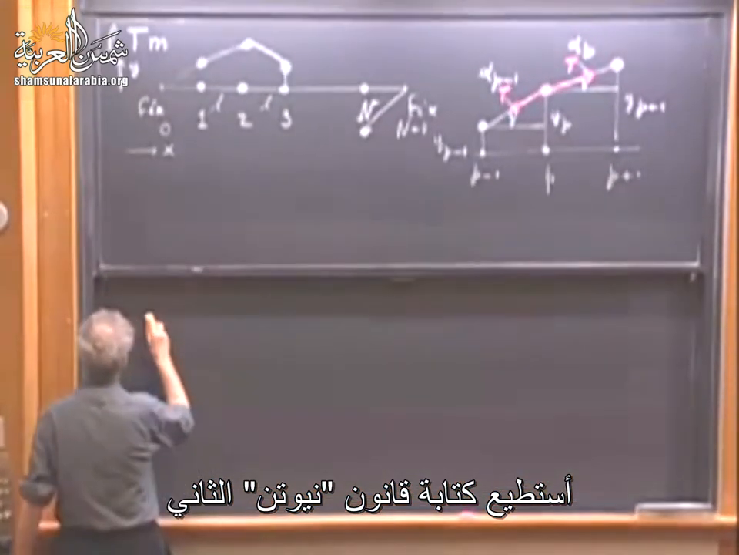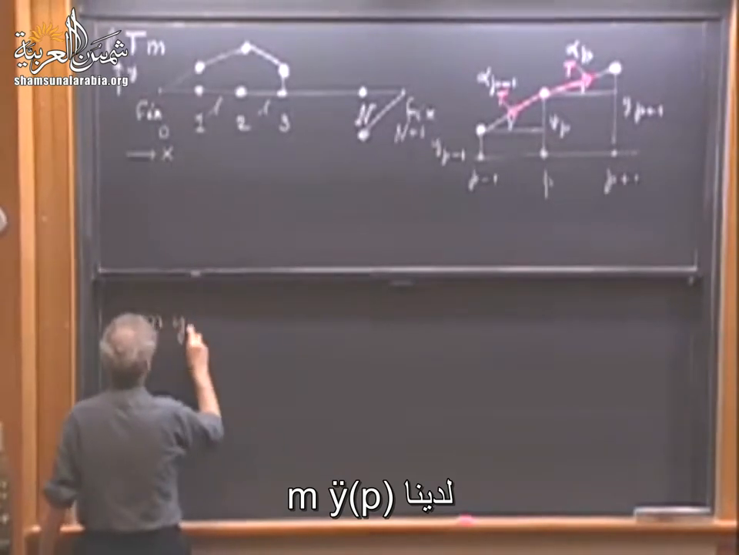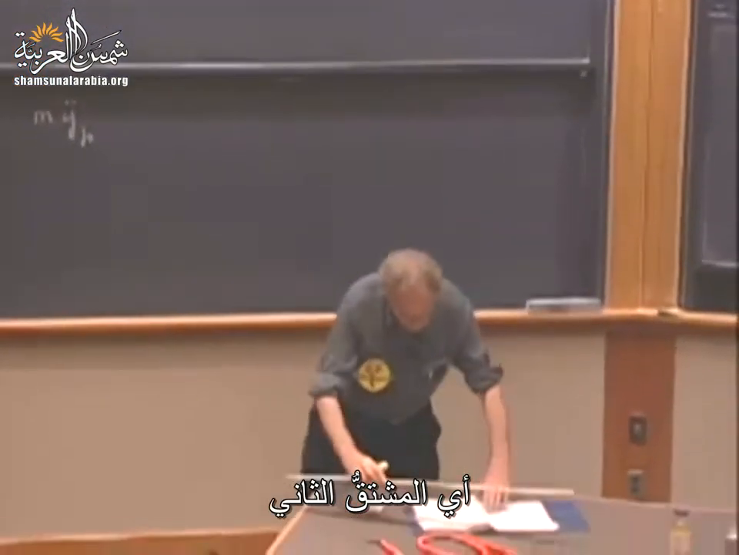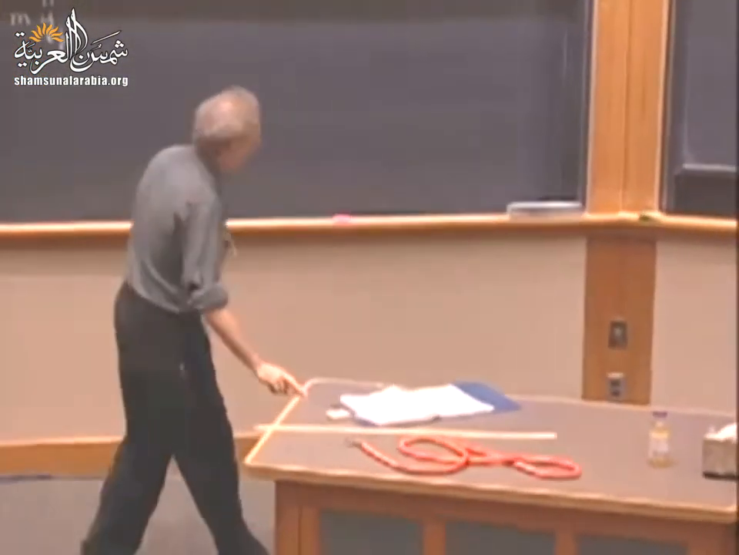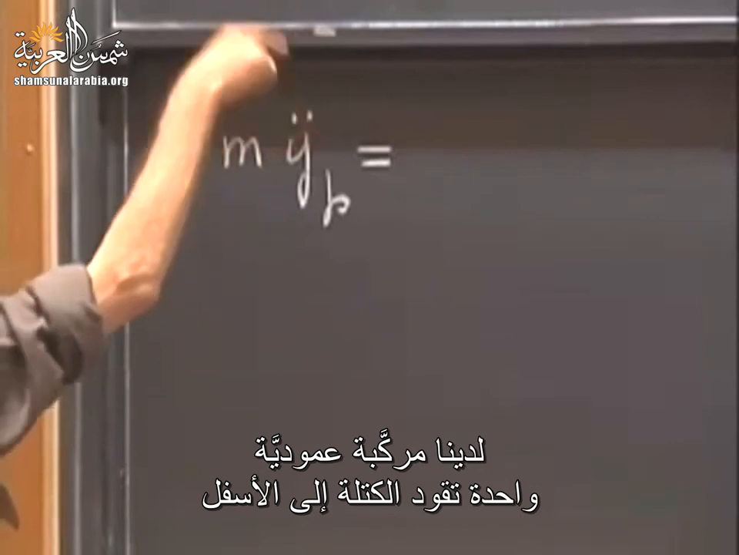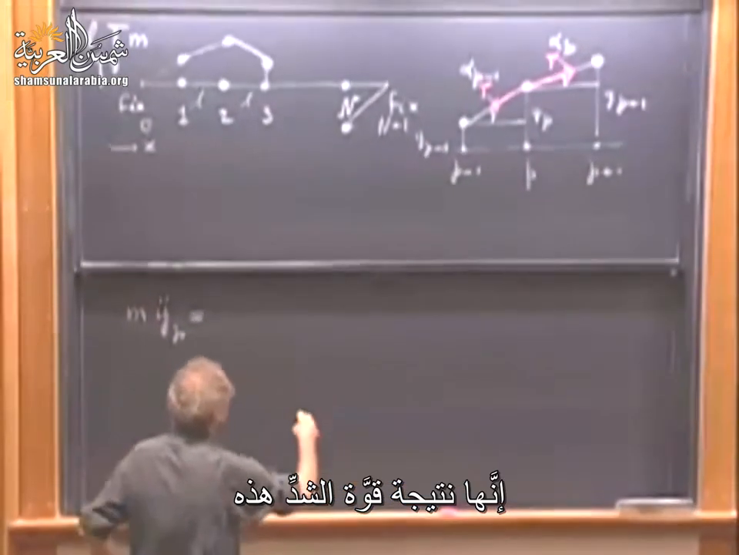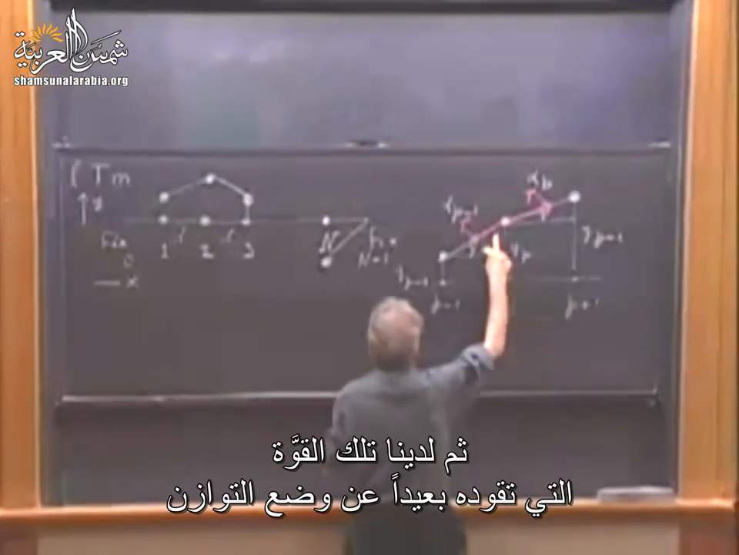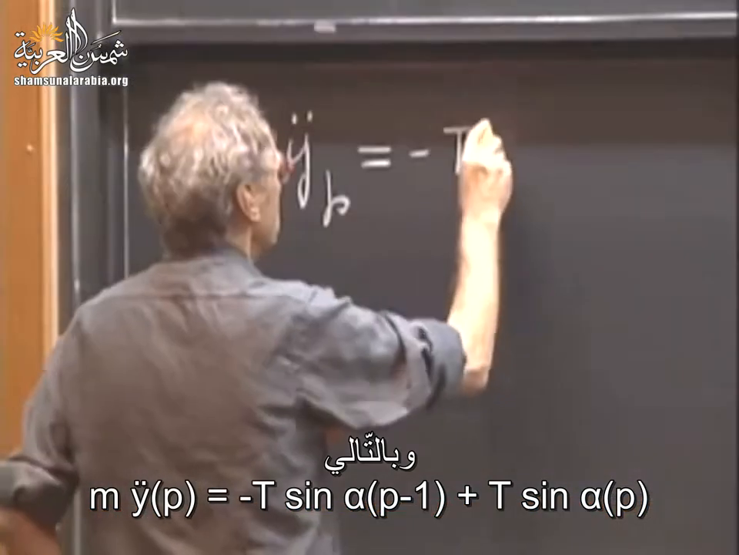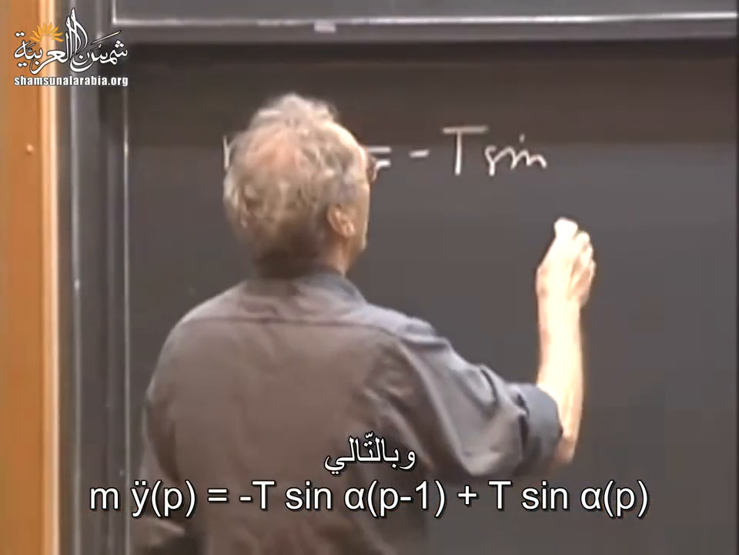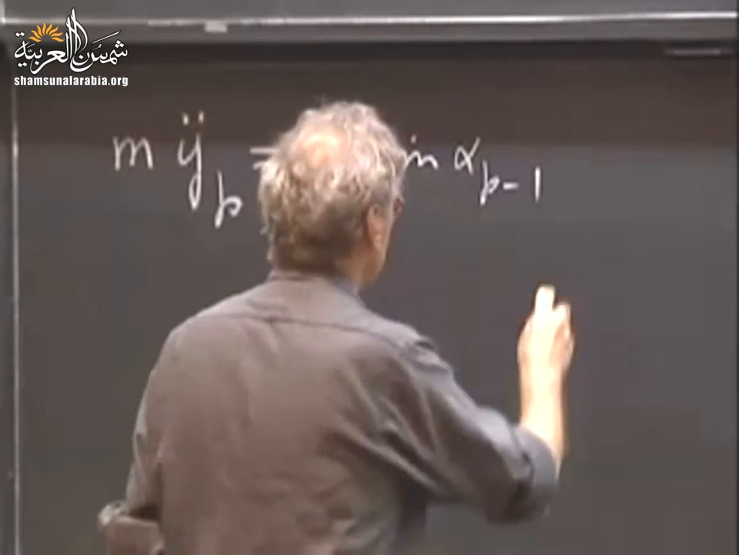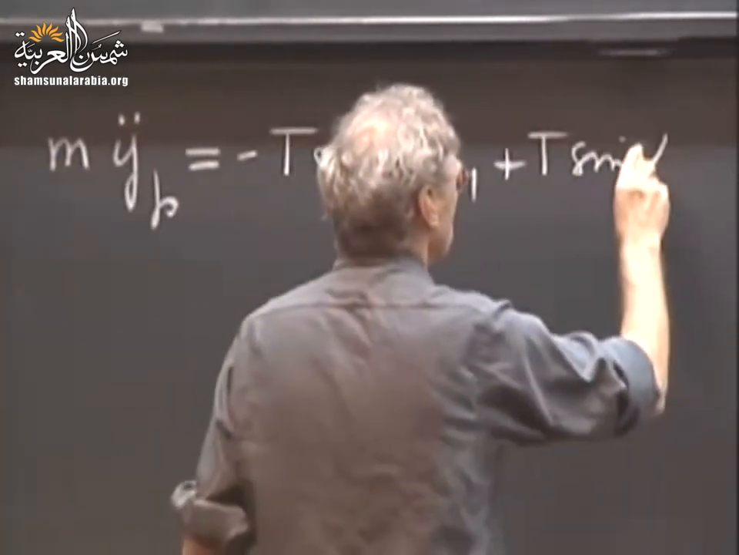So I can write down now, for that mass, for that location P, Newton's second law, and so I get M times the second derivative d2y dt squared of that position P. And I see I have one horizontal component, one vertical component that drives it down. That is due to this tension. And then I have one that drives it away from equilibrium. And so I'm going to get minus T times the sine of alpha P minus 1. And I get plus T times the sine of alpha P.